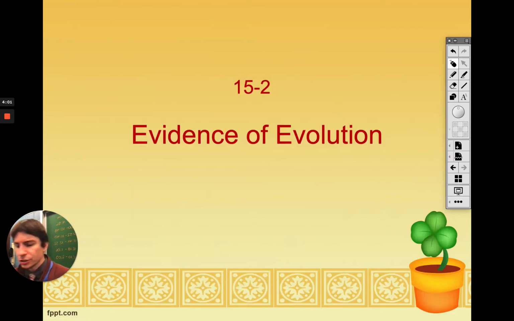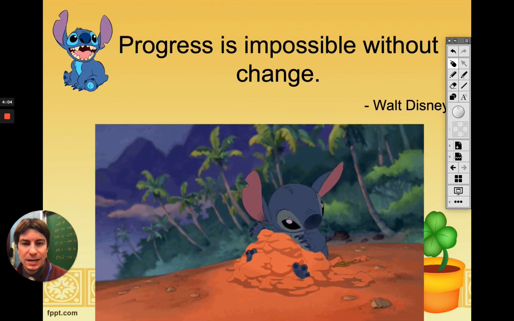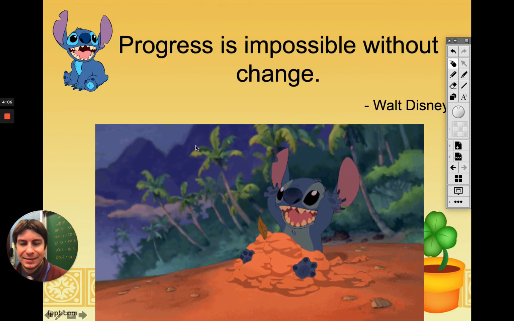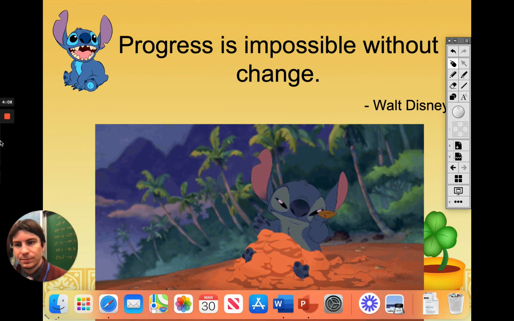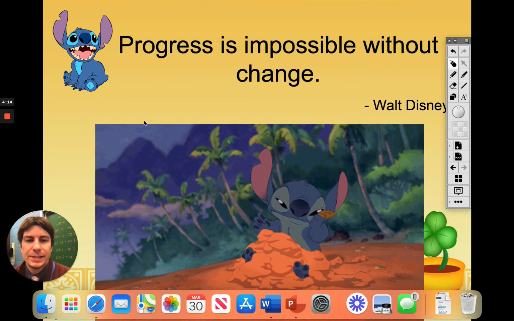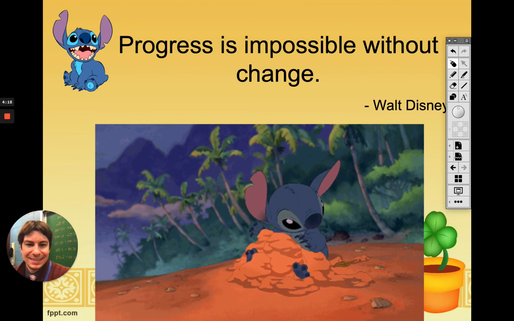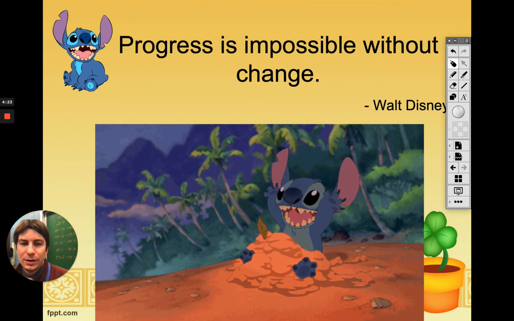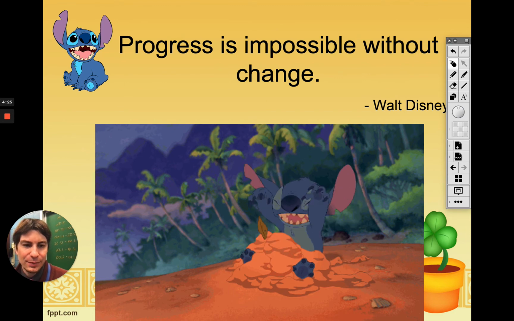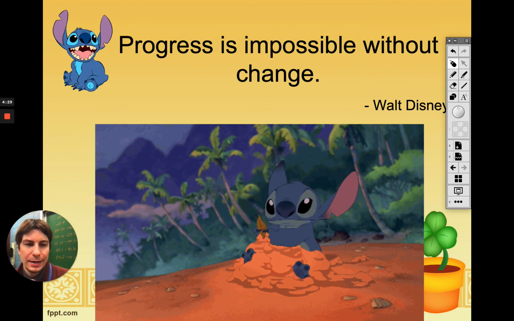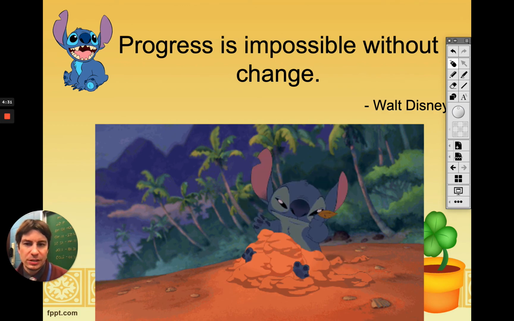Okay, so section 2. We're going to go over evidence of evolution. And I thought this was interesting because this is a... So this is a quote by Walt Disney. It says, "Progress is impossible without change." If you think of it with humans, other animals, we are progressing, we are evolving, we are going through natural selection. And in the process, we are changing just a little bit, not much.